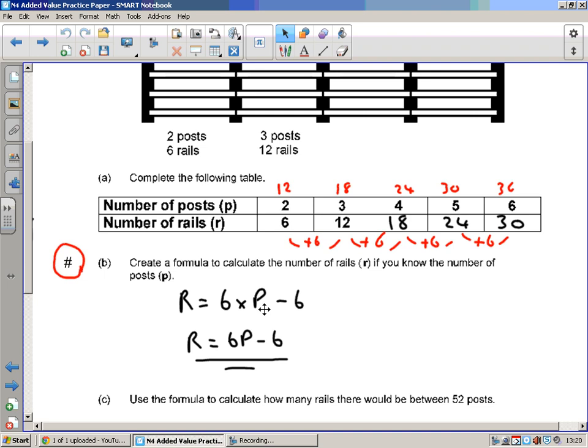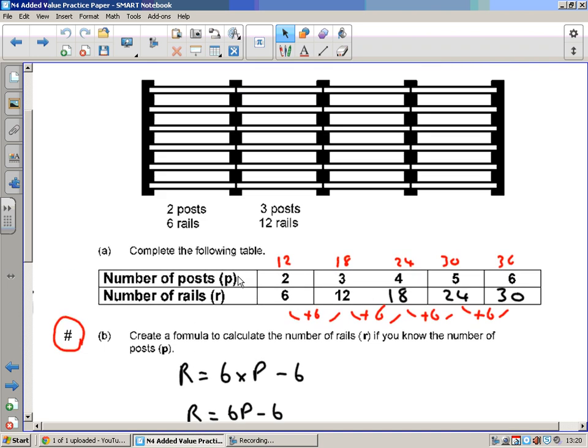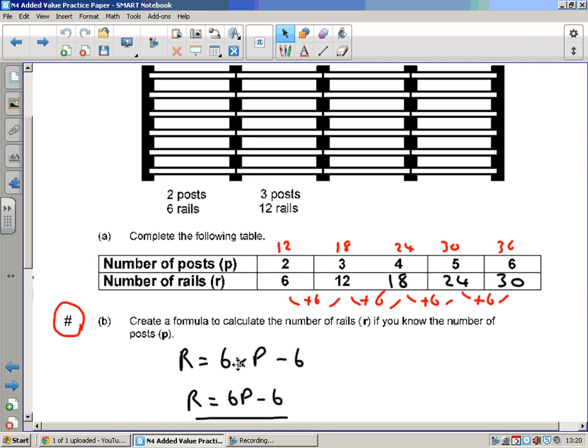So then I know part of the formula is going to be multiplied by 6. So I've just filled in at the start, the number of rails is 6 times the number of posts. But it isn't, though, is it? Because here the number of rails is 6, but the number of posts is 2. 6 times 2 would be 12, but I only want 6. Here, 3 times 6 would be 18, but I only want 12.